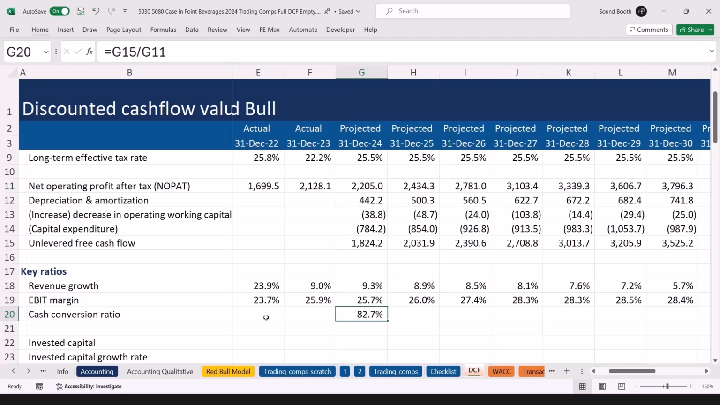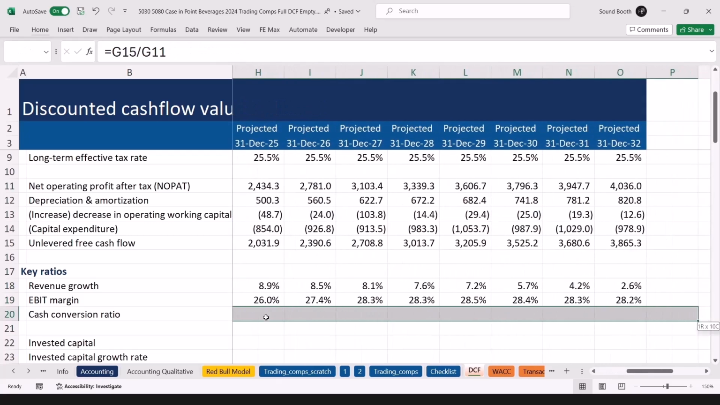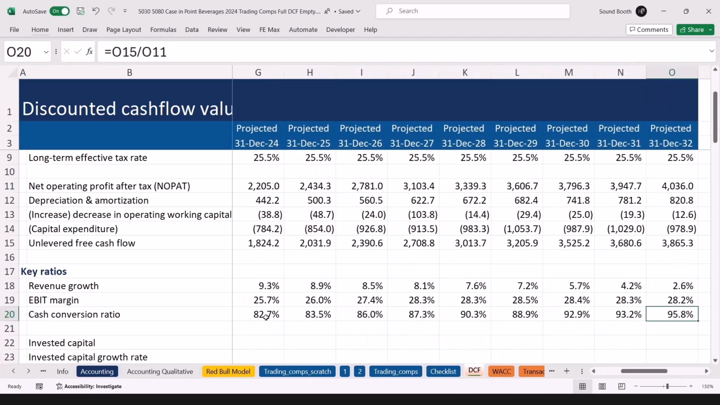Now, what we should see is that as the growth in the business starts to fall, and you can see that our growth goes down to 2.6%, which is just above inflation, we should start to see the cash conversion ratio increase. And the reason for that is that as your growth slows, you need to invest less in operating working capital and capital expenditure. And that's exactly what happens here. As the growth slows, the cash conversion ratio rises. Now, in an ideal world, we really should have the growth rates in the 2 final years pretty consistent. However, in this case, it's not going to make a material difference.